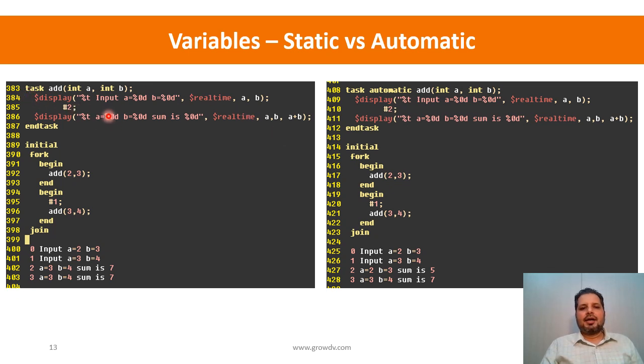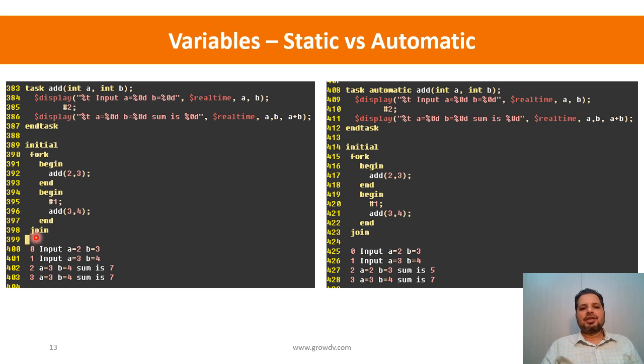On the left hand side I have this task add. Let's say this task is present as part of a module, so it's a static task, and I'm passing two parameters, int a and b. Default direction will be input. We display the values of the arguments and the time at the beginning of the task, wait for a 2-unit delay, then again display the parameter values and the time, and then we compute the sum of these two variables as well.